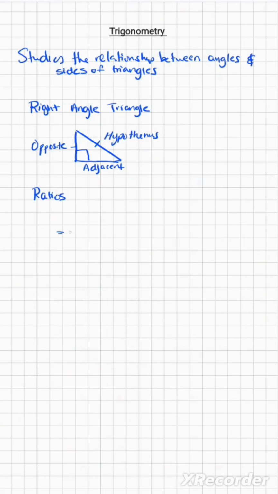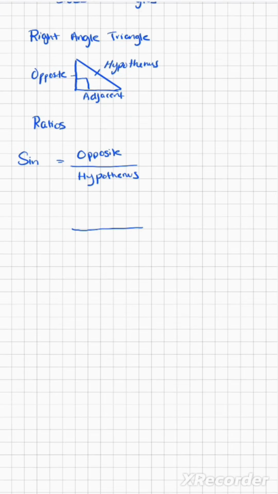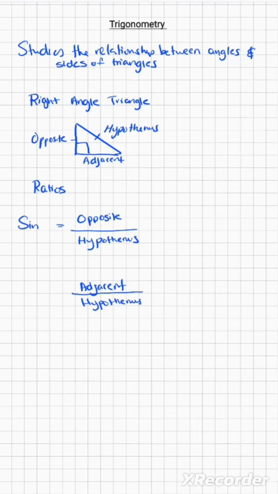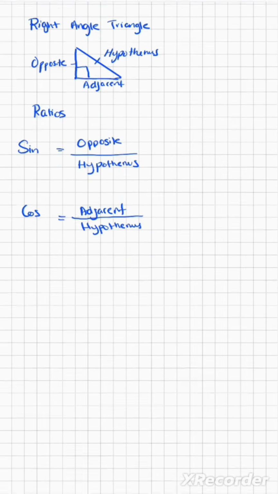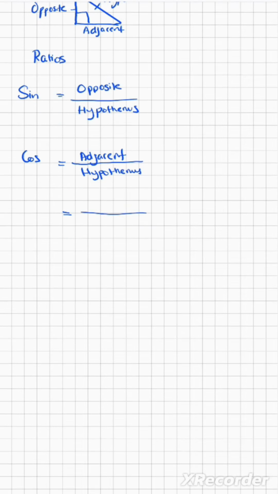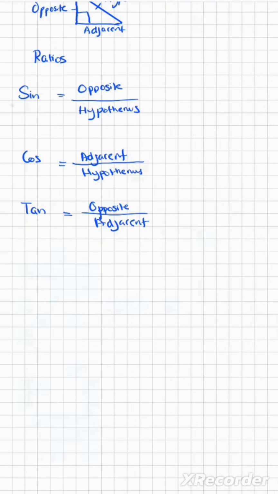So first we have a ratio between the opposite side and the hypotenuse. That is called sine. Then you have another ratio with the adjacent side divided by the hypotenuse. That is the cos. Then you have the third ratio between the opposite side and the adjacent side. That is the tangent. It is basically sinus and cosinus and tangent.